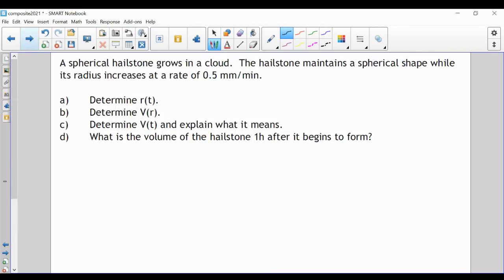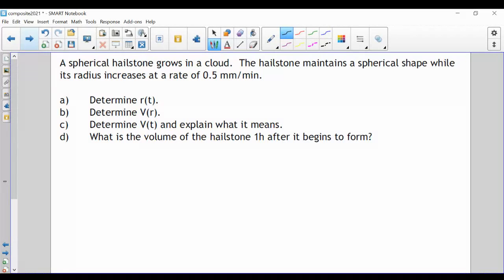I have one more question I'd like us to tackle, and then we're going to move on to adding and subtracting these functions, right? So what we've been doing is composing them, like putting one inside of another, but we're going to be adding and subtracting them later on. But let's just do this one last question here.